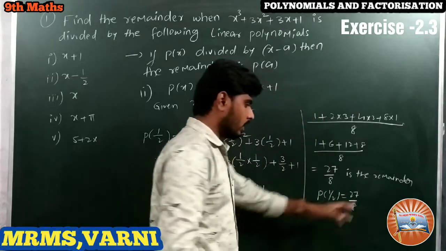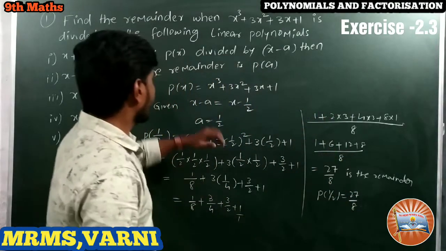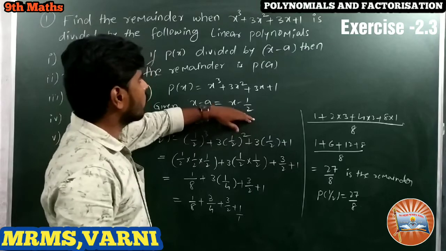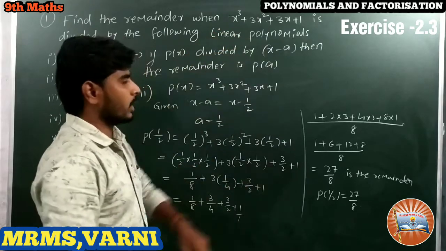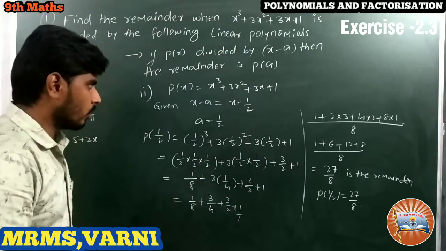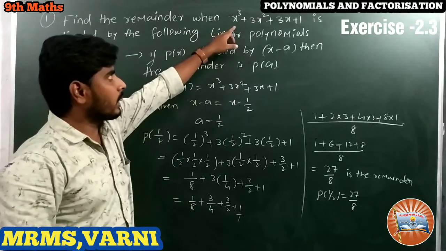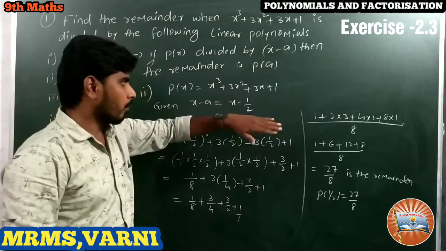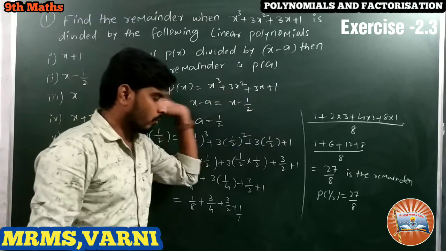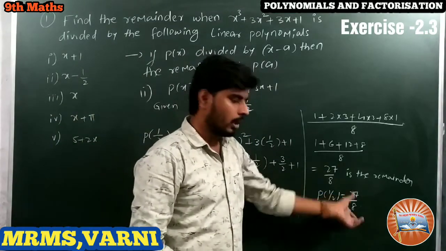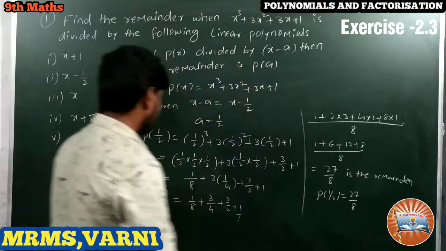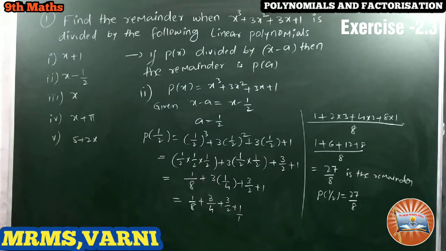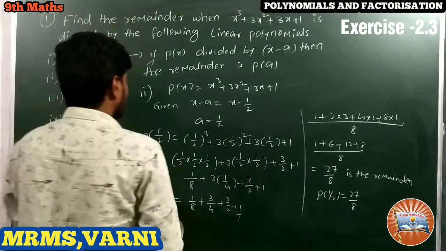So the remainder is 27 by 8 when we divide x cube plus 3x square plus 3x plus 1 by x minus 1 by 2. Okay. So if we divide x cube plus 3x square plus 3x plus 1 by x minus 1 by 2, we got the remainder 27 by 8. Okay. Right. Next, coming to the third one.